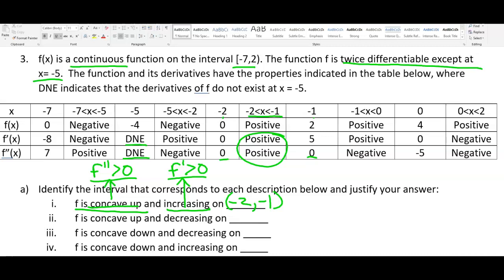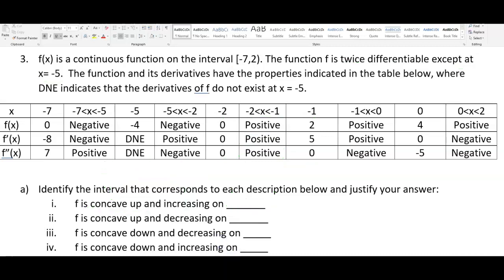All right, next one. f is concave up. Well, let me erase my stuff here first. f is concave up. Okay, so once again, I'm looking for the second derivative is greater than 0. And decreasing. Okay, so now I want my derivative to be negative. So I want my second derivative to be positive, first derivative to be negative. Here's one. And that's it. There's only one. So that interval is -7 to -5.